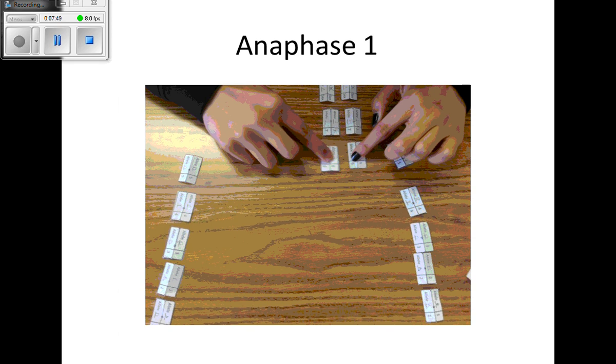During anaphase 1, we're going to pretend that our fingers are spindles, and they're going to attach to the centromeres of each doubled chromosome, and they're going to pull each doubled chromosome to one end of your desk, which is going to represent the opposite ends of the cell, or poles of the cell.